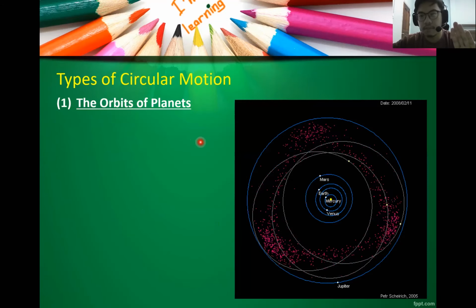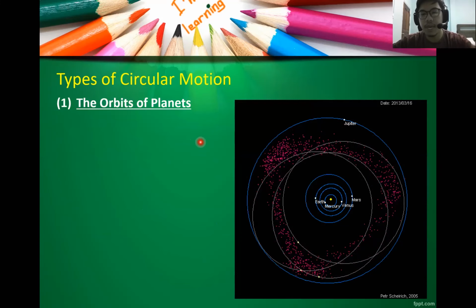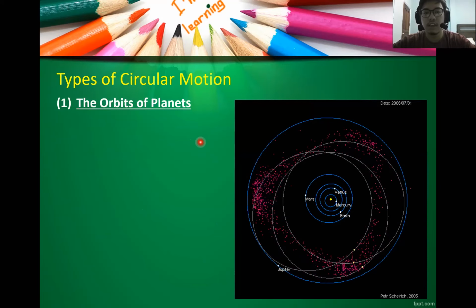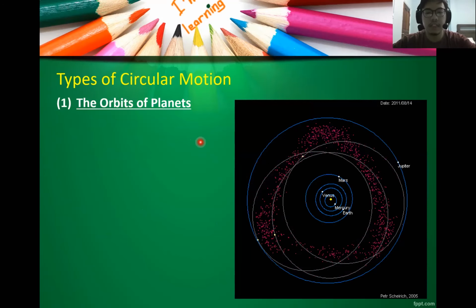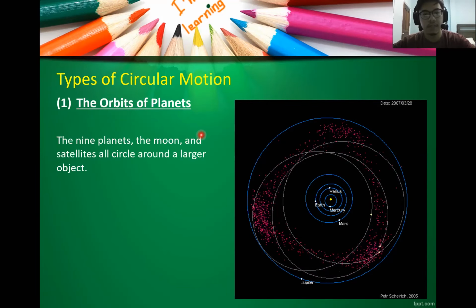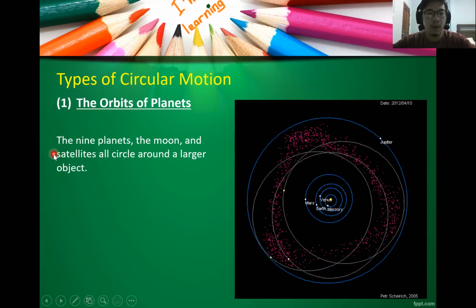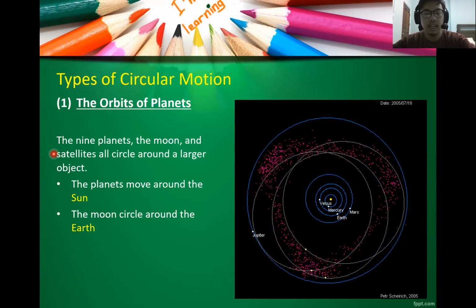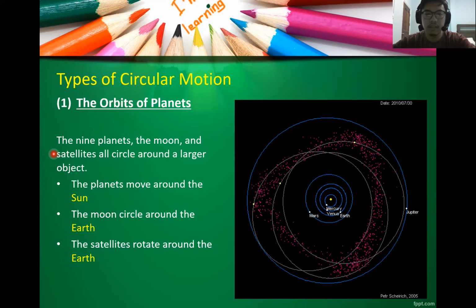Okay, so there are a lot of different types of circular motion. We just saw in the beginning, a man swinging around an object is a type of circular motion. The orbit of planets is also a type of circular motion because they are moving around in circles. I'll explain about orbits for this part. The 9 planets, the moon and satellites all circle around a larger object. The planets move around the sun, the moon circles around the earth, and the satellites rotate around the earth.